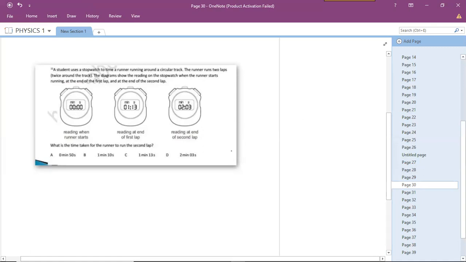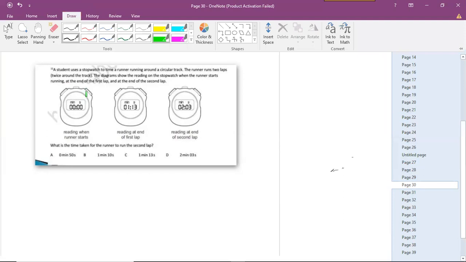I can zoom in. All right. I'll read it for you so that you can see it properly. Let me use this highlighter. So this is what's this?